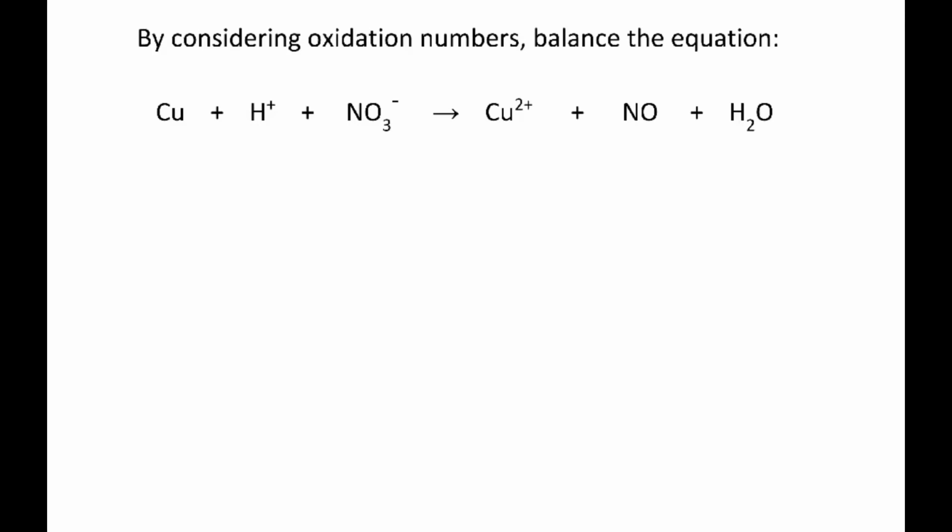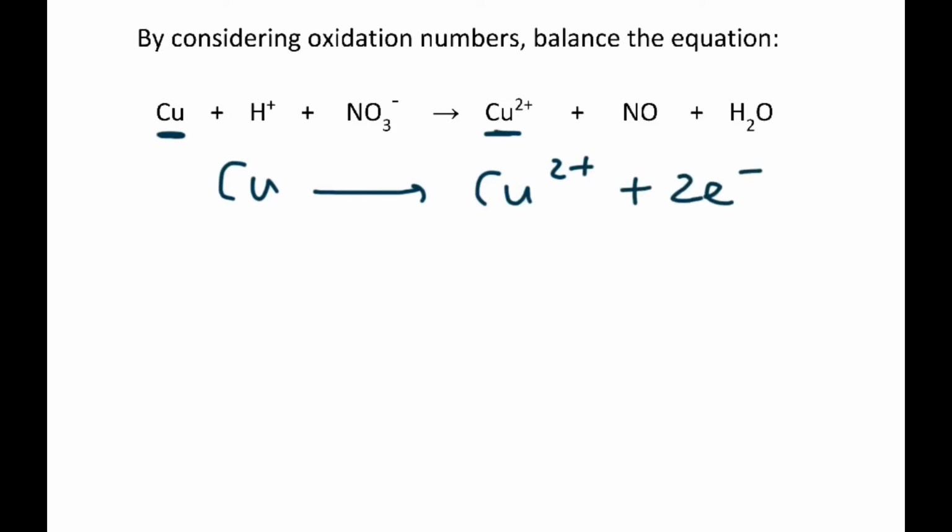Considering oxidation numbers, balance the equation. So let's start with copper. So copper is going to copper 2 plus. Hopefully you can write that half equation. Can you see that it is oxidation that is taking place? Then let's do the other one. So NO3 minus is going to NO.